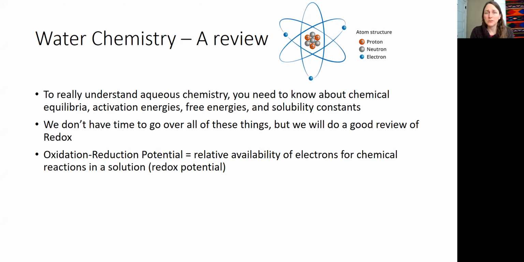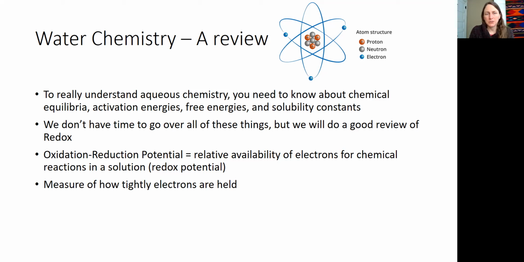So oxidation reduction potential is the relative availability of electrons for chemical reactions in a solution. It's also called the redox potential. It's all about electrons. So I put up a picture of an atom, so you can see the protons and neutrons in the middle, and the electrons buzzing all around in these orbitals.